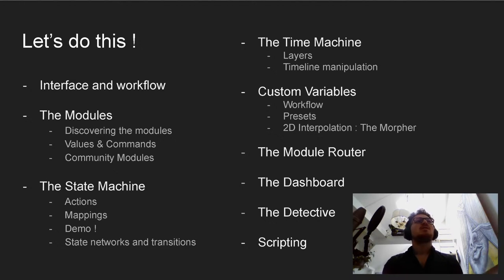So yeah, we will see interface and workflow. Module, which is the core of Chataigne, obviously, because this is where the interfaces are connected. All of the things, software, hardware. The state machine, which is the interaction part of Chataigne, the live control, real-time control. Time machine, which allows way more timed media creation. So you will be able to animate in time, you will be able to trigger in time, also to record. So yeah, all those things.